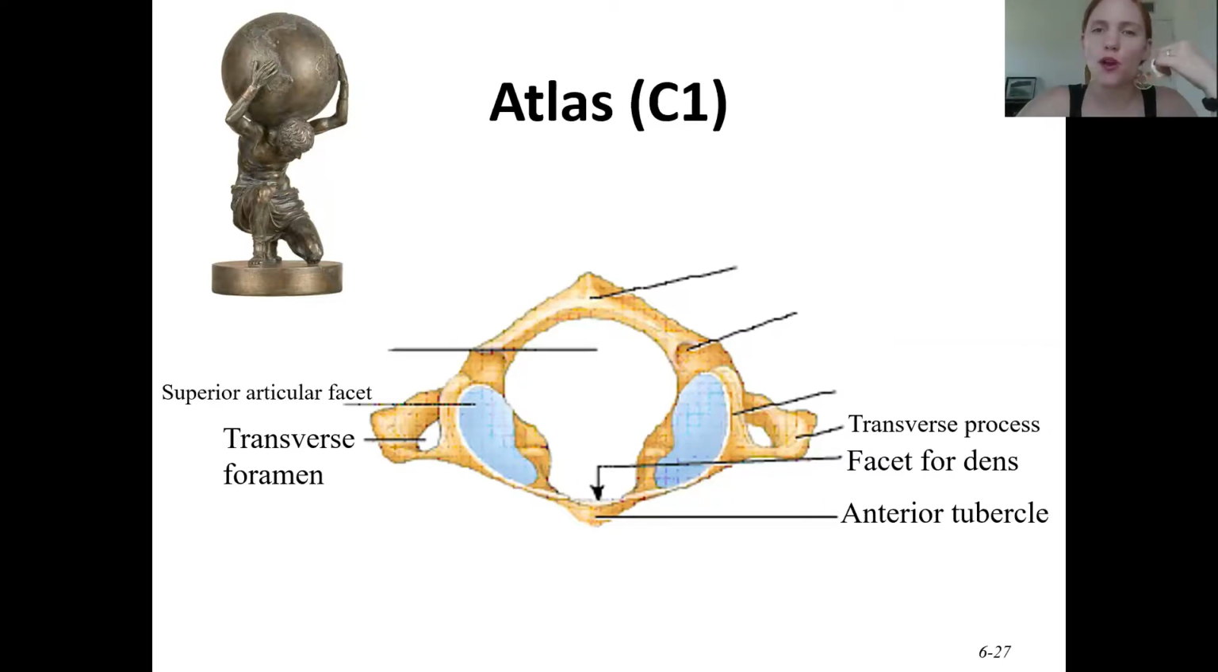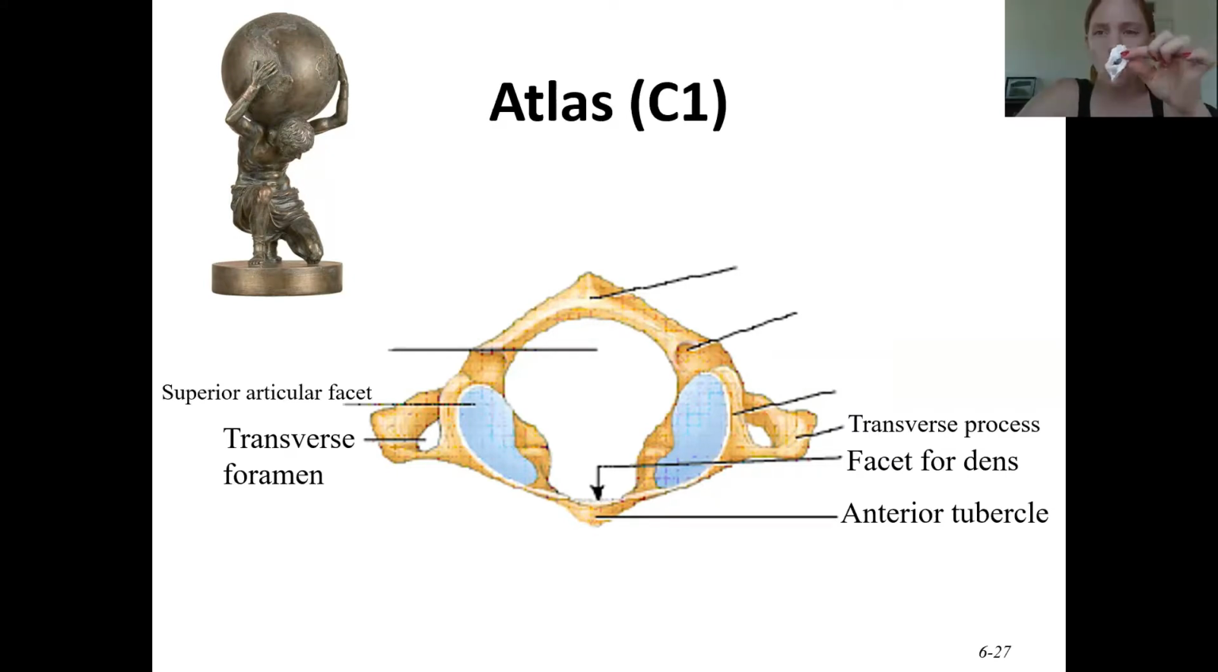So let's talk about where the name comes from. Who is Atlas? Atlas is someone that comes from mythology. It's a story. Atlas is the guy who holds up the world. So this right here is Atlas. What world do you think it holds up? Your skull, right? This is your world right here. So Atlas is the very first cervical vertebrae, and it's going to hold up the globe, which is the skull. That's where that name comes from. Atlas is the one that holds up the skull.